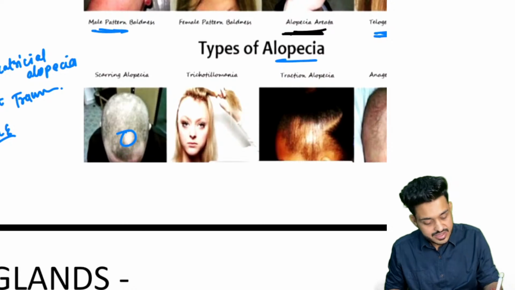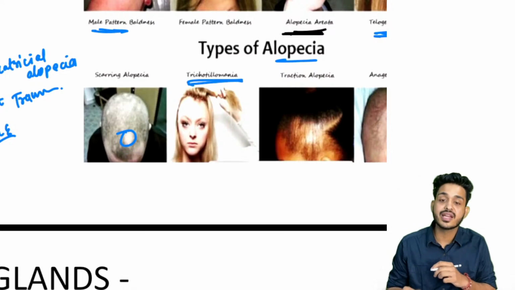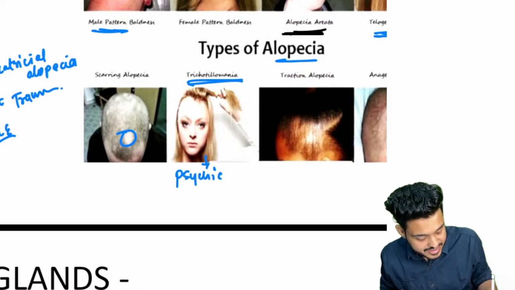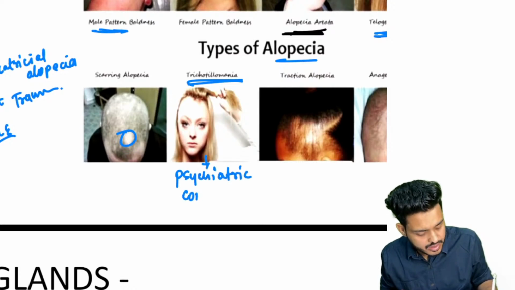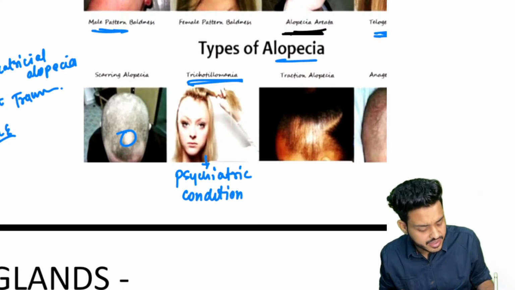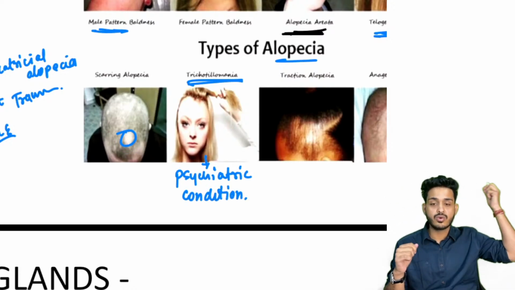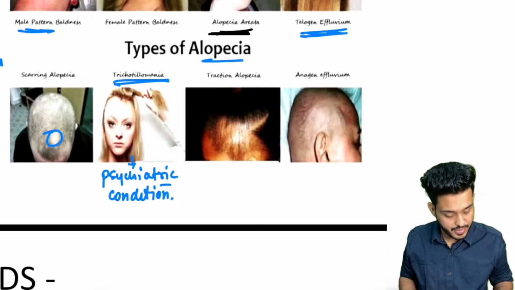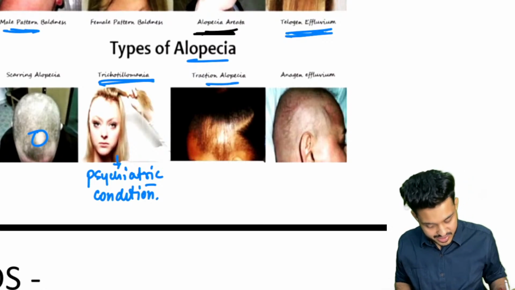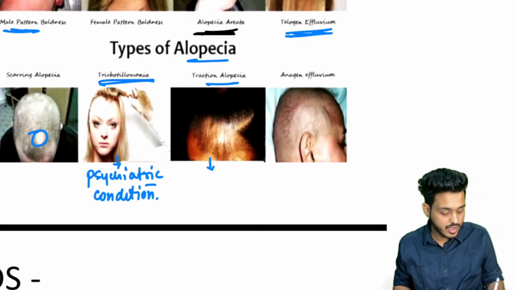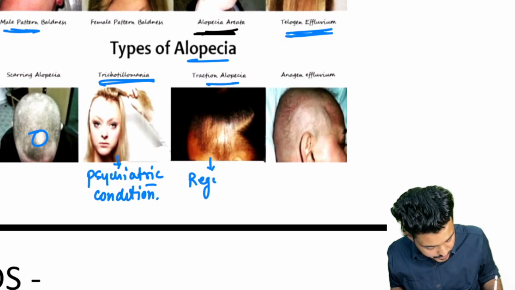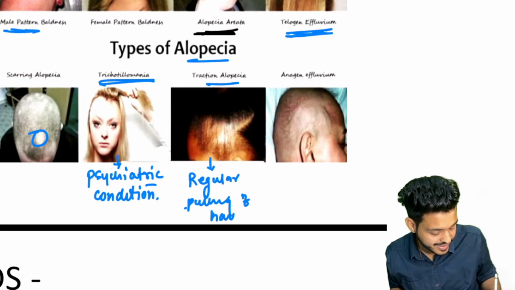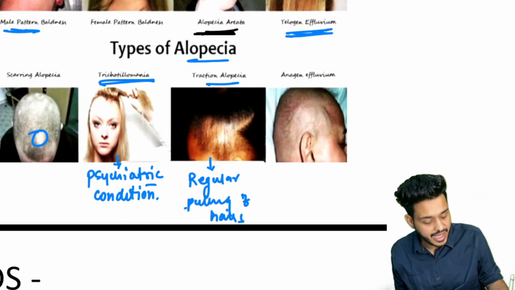This one is trichotillomania. Trichotillomania is a psychiatric condition, guys. It is a psychiatric condition where the patient tries to pull out her own hair. They pull their own hair themselves. So that is a psychiatric condition. Next thing is your traction alopecia. This is not very important, but it is due to regular pulling of hairs. Traction alopecia.